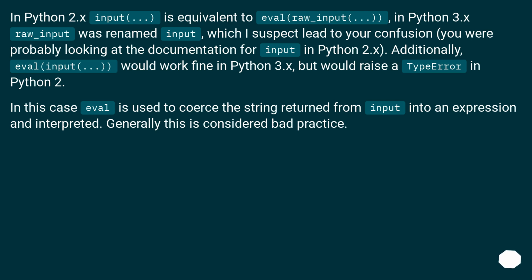in Python 2.x input(...) is equivalent to eval(raw_input(...)). In Python 3.x raw_input was renamed input, which I suspect led to your confusion. You were probably looking at the documentation for input in Python 2.x. Additionally, eval(input(...)) would work fine in Python 3.x, but would raise a TypeError in Python 2. In this case, eval is used to coerce the string returned from input into an expression and interpret it. Generally, this is considered bad practice.